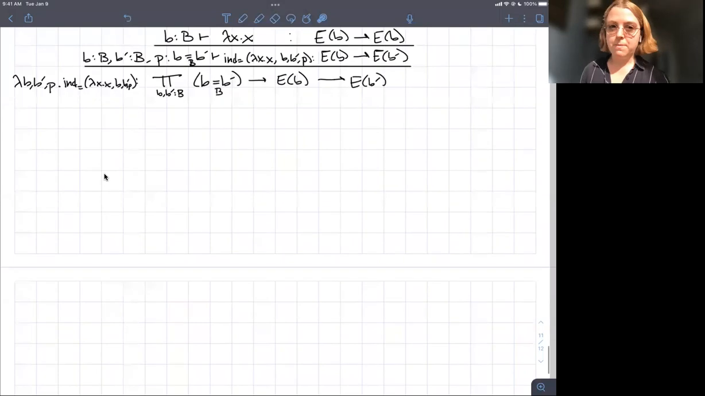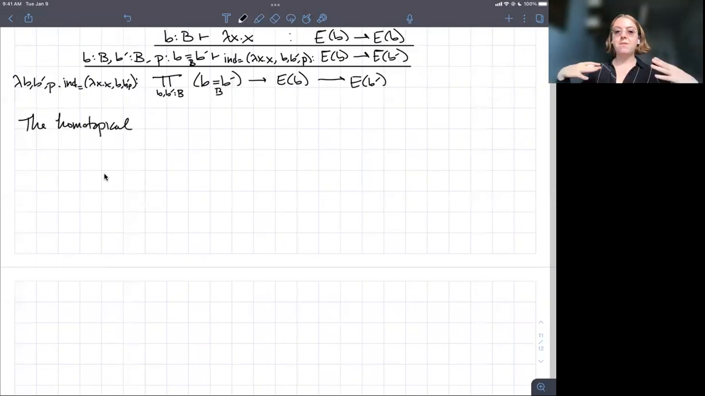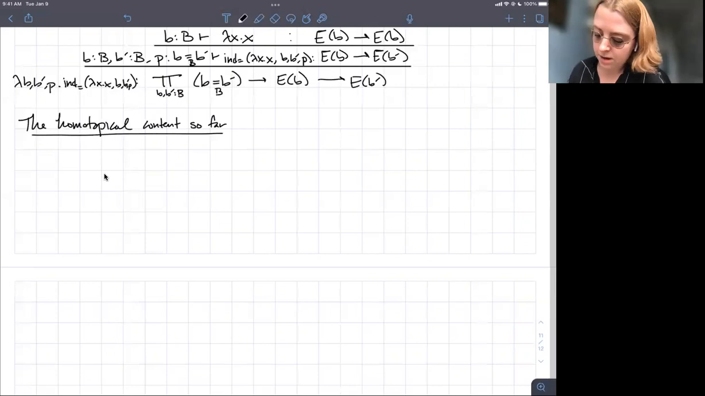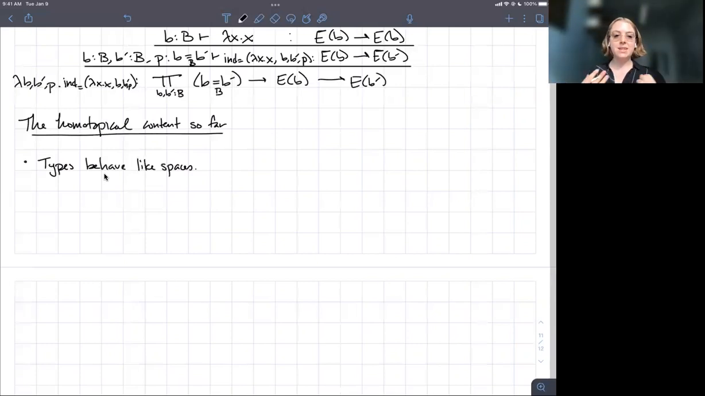Okay, so let's sum up here with a summary of what has happened, and to what extent we have introduced homotopy theory into the story. So the homotopical content so far is what? Okay, so we saw that types behave like spaces. At least I tried to give some intuition that there are points, there are paths. They behave a little bit like spaces, though this is part of a very robust connection that this course will not cover.